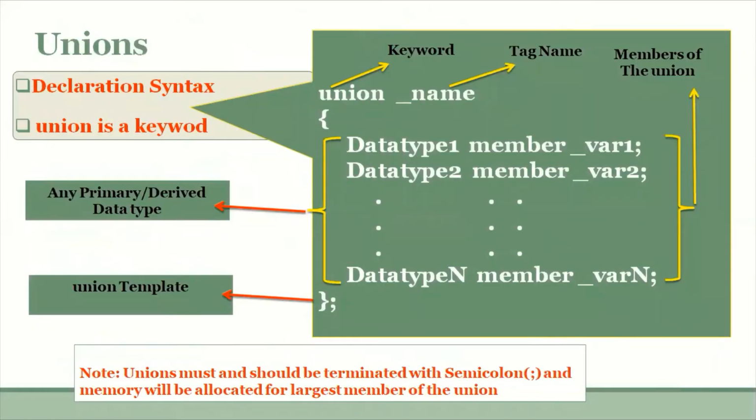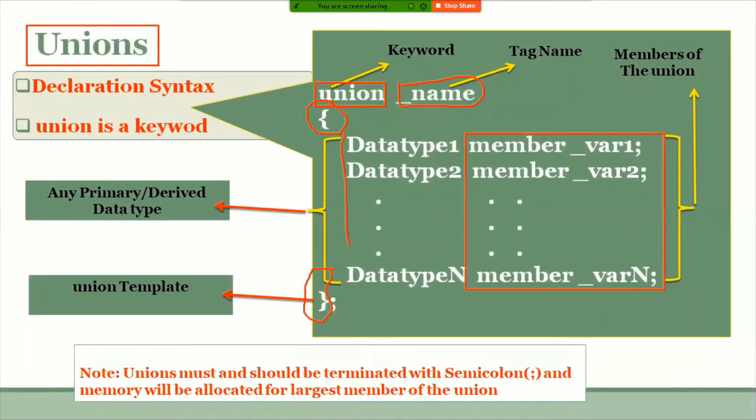Then coming to unions. What is meant by a union? Union is also similar to structures. Union is similar to structures. In this case, in the main syntax, first we need to use the union keyword, then the union name. Under that, within a pair of curly braces, we are supposed to declare union members with the help of different primary or derived data types. And all these members are also called union members. And these are any primary or derived data types.